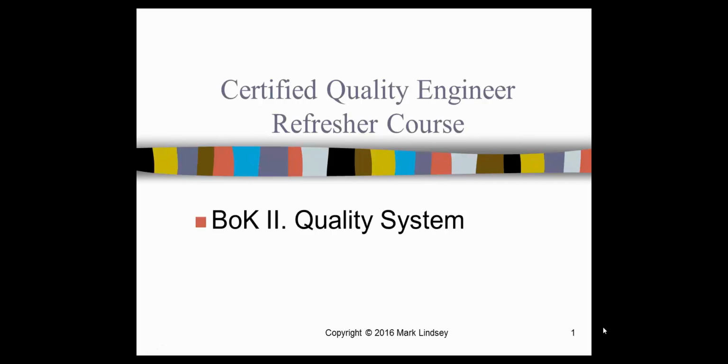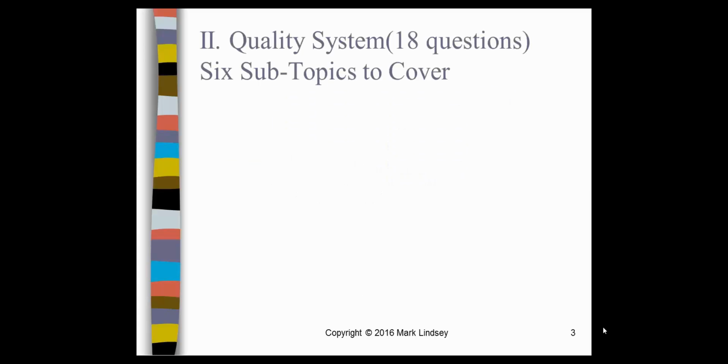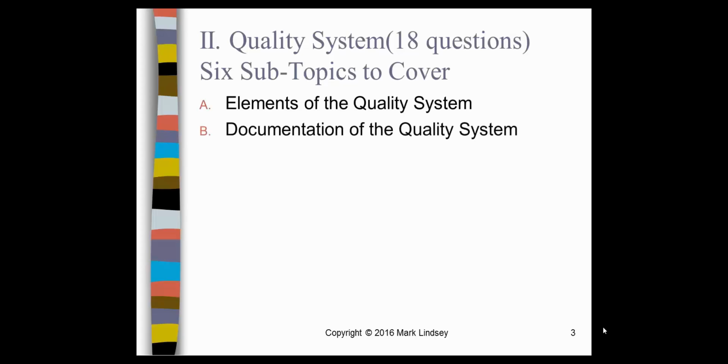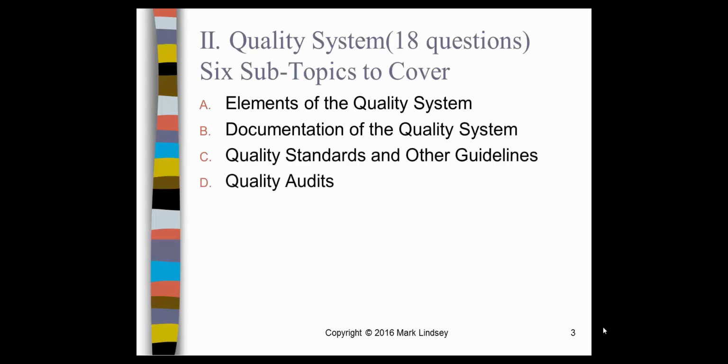Welcome to the CQE Refresher course. In this session, we're going to cover topic number 2, which is the quality system. Those 18 questions are spread across 6 subtopics, being the elements of the quality system, documentation of the quality system, quality standards and other guidelines, quality audits, cost of quality, and quality training.